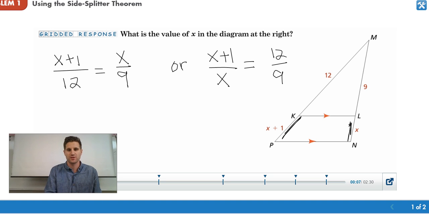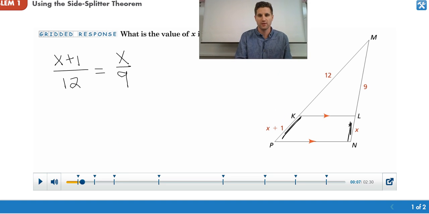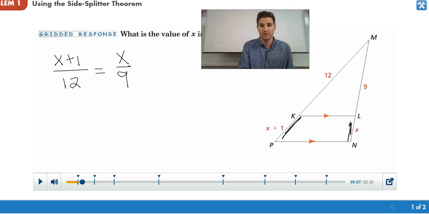I'm going to do the first one that I did over here. Going to get the exact same answer anyways, but let's go ahead and do it. I'm going to move my head up here, and we want to find the value of x. So let's get to it.